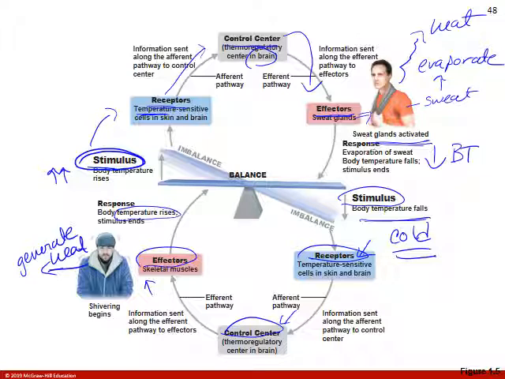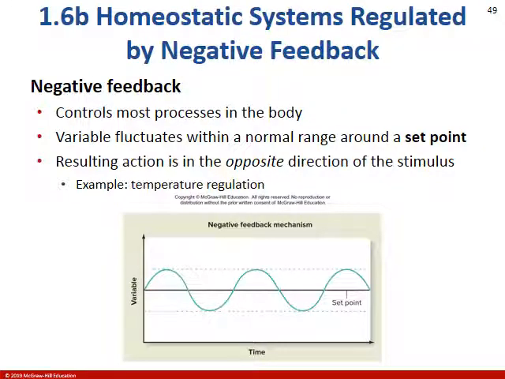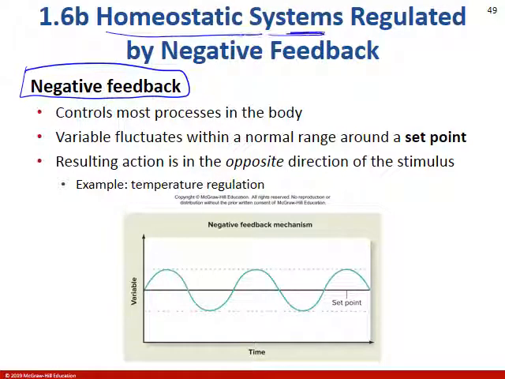Hopefully that made sense. See if you can come up with another example that's not sweating or shivering. So see if you can think of another example that uses this homeostatic mechanism. We've just given examples of negative feedback. So, a homeostatic system regulated by negative feedback. You can always tell it's negative feedback because your result is going to be the opposite of where you started.